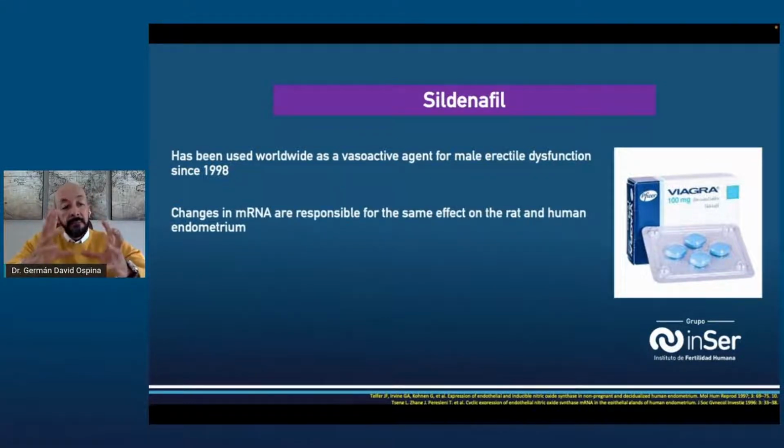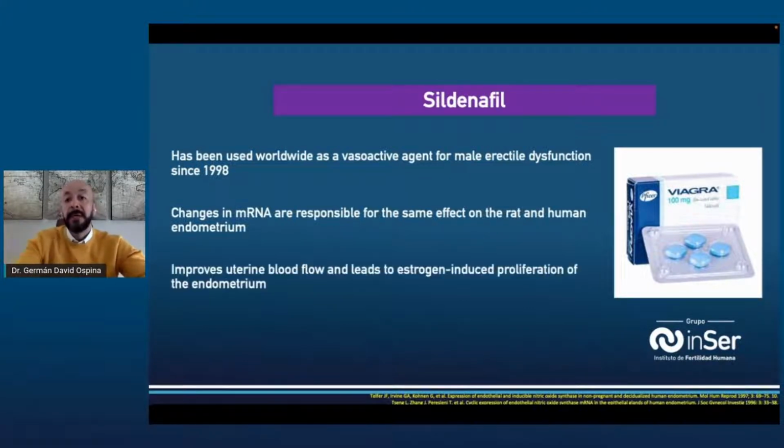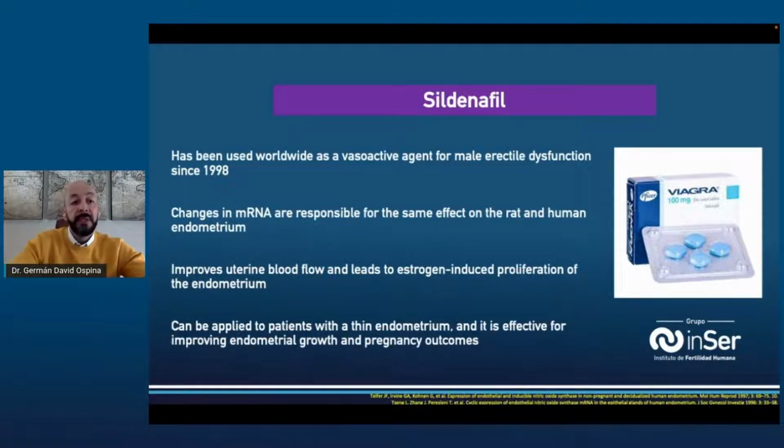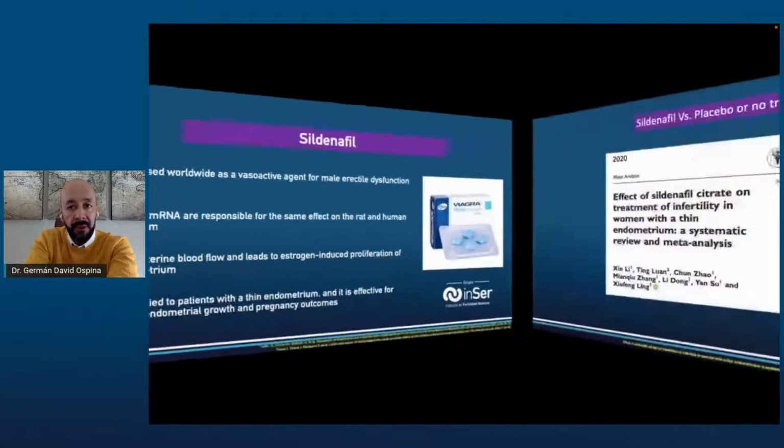And the mechanism of this medication is maybe the change in the mRNA, because these changes are responsible for the same effect on rat and human endometrium. And it seems that the sildenafil improves uterine blood flow and leads to estrogen-induced proliferation of the endometrium. Can be applied to patients with a thin endometrium, and it's effective for improving endometrial growth and pregnancy outcomes.